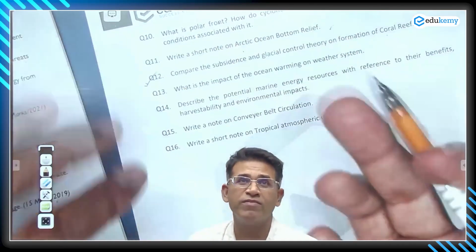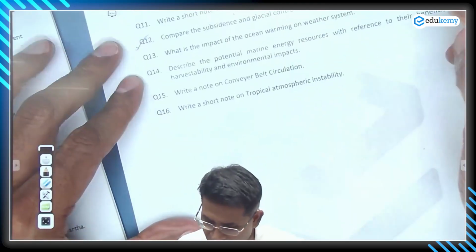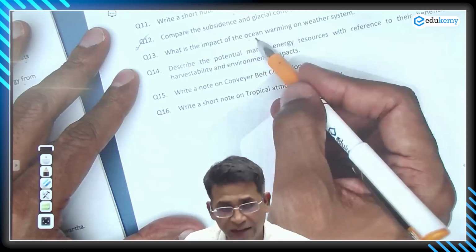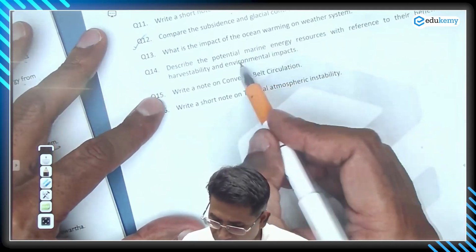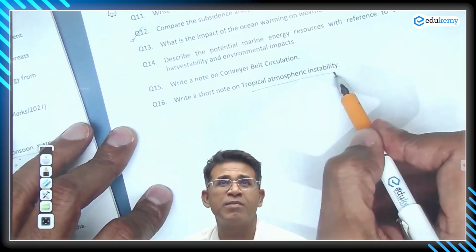Okay, what are coral reefs? And more from the perspective of coral reef bleaching. Okay, that is ocean warming, again heat waves, marine heat waves, energy. Okay, fine. And this is a state question, step instability.